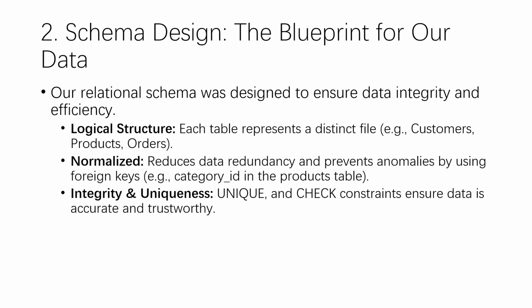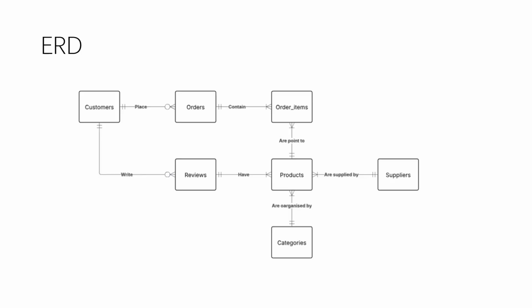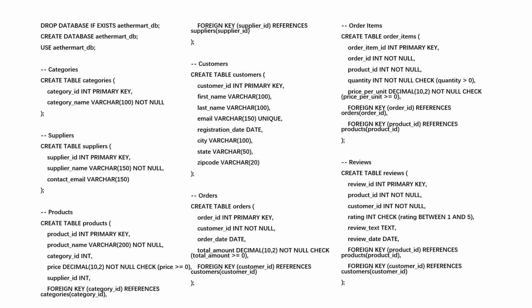The schema was designed to ensure both data integrity and efficiency. The schema is normalized to reduce data redundancy through the use of foreign keys, such as category ID in the product table. To further ensure the data is accurate and trustworthy, the design utilized unique and check constraints. This ERD illustrates the relationships between 7 key entities in the database and is used to design foreign key functions in the schema. These slides show the SQL code for table creation.